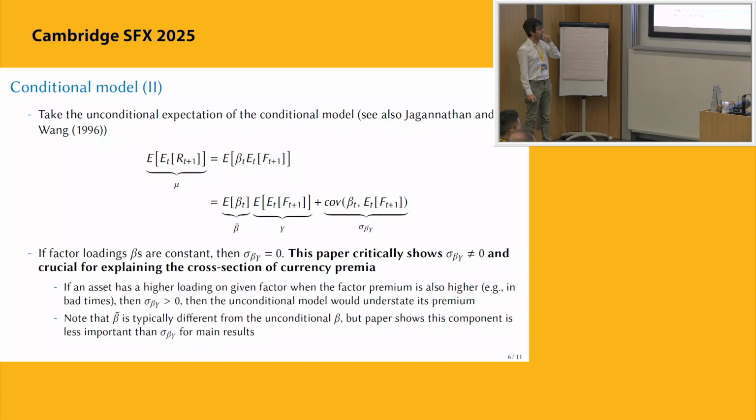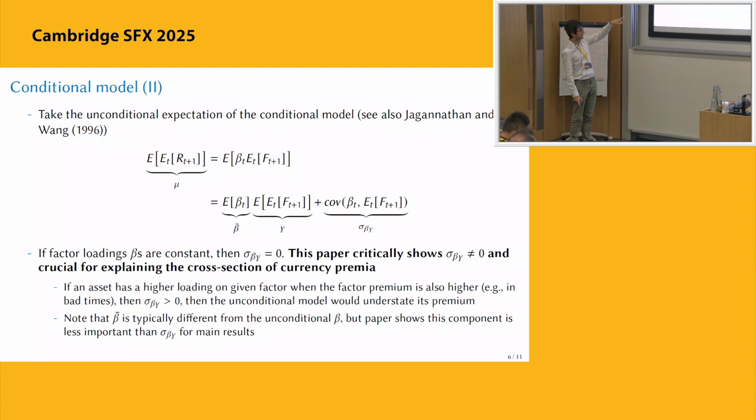So they start from Resulti, Yaganathan, and Wang. Basically, they take the unconditional mean of that conditional model. Okay? So if you do that and you use the definition of covariance, you can break up the equation in the first line as you see in the second line. And now you have the sum of two components.